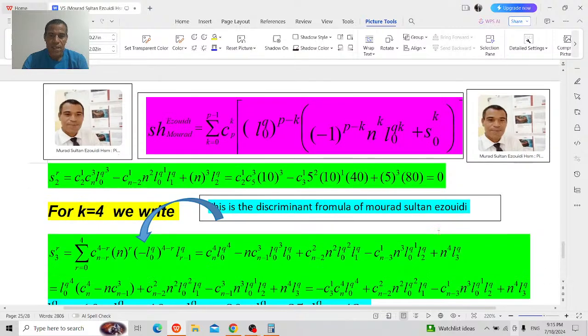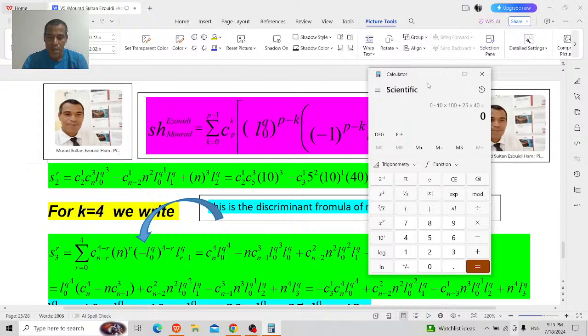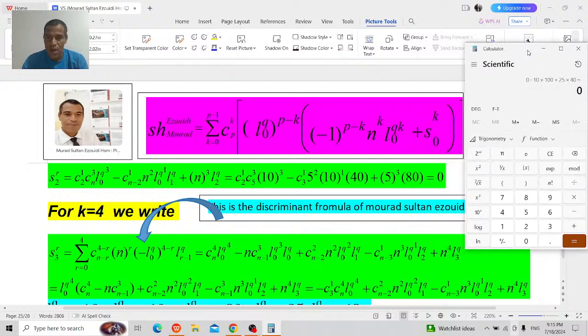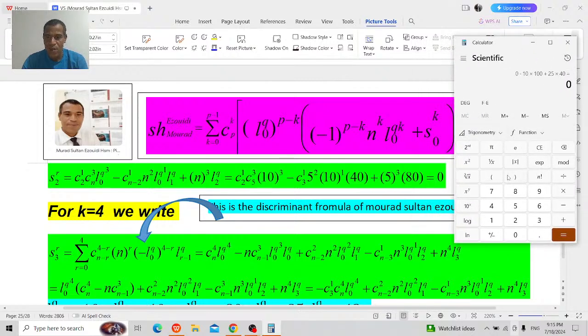So we said that I will use my calculator. This is my calculator. At the same time, learners, try to use yours if you have. Of course, you have calculators. Therefore, I will just write 2 times 10 is 20, times 1000, because 10 raised to the power 3, minus 3 times 25, 3 times 25 times 10.